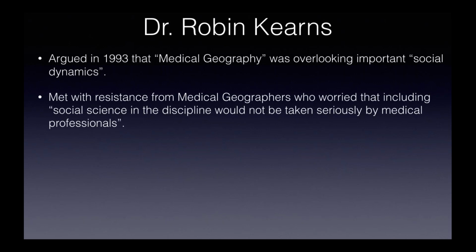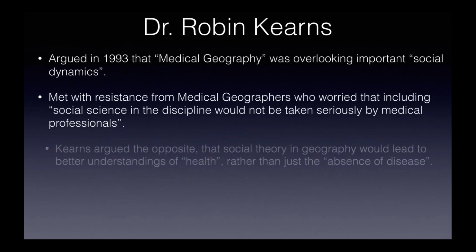If you were studying geography in this time, this was excitement beyond belief. This was a head-to-head clash between the social scientists, the medical scientists, the quantitative theorists. It was playing out high-stakes drama, my God. But what it was really about was the medical geographers worried that including social science in the discipline would not be taken seriously by medical professionals. That was the talk in 1993.